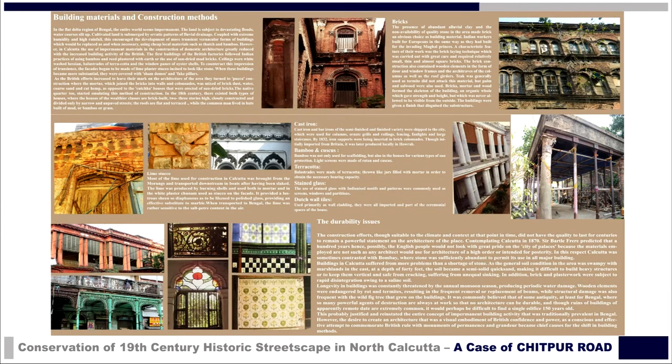Similar to the trends in Calcutta, the use of impermanent material in the construction of domestic architecture gradually reduced. Brick, lime, stucco, cast iron, etc. were some of the common building materials used. As the general soil condition in the area was swampy, with marshy land in the east, it was difficult to build heavy structures. In addition, the brick and plaster works were subjected to rapid disintegration owing to saline soil.